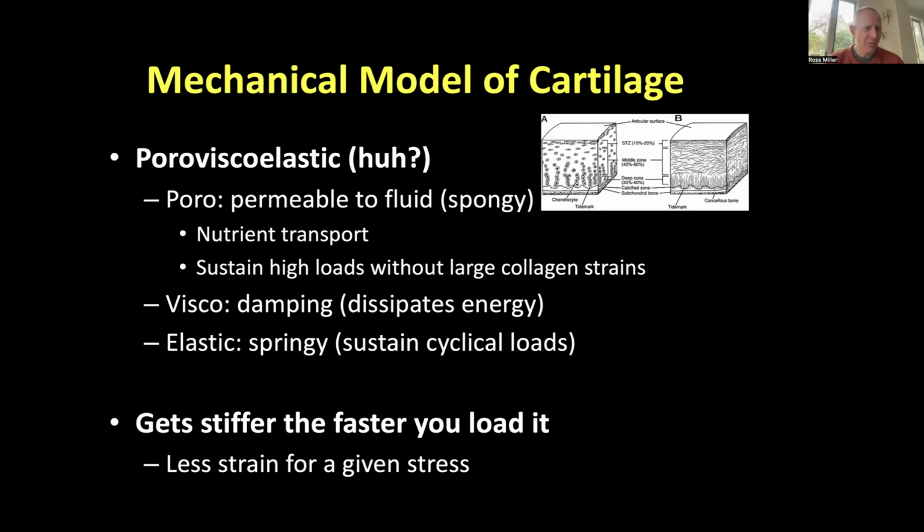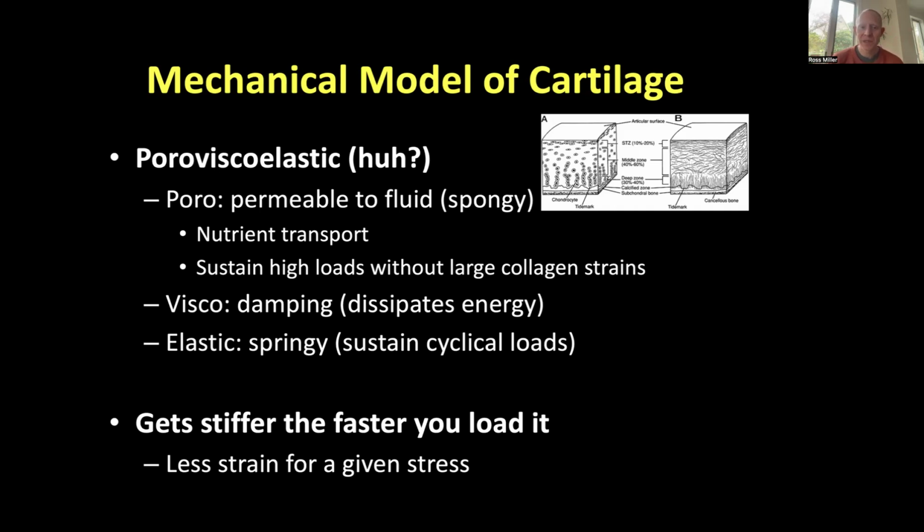How about this other term here, poroviscoelastic? What does that mean? Let's just break it down here. There's three terms there: poro, visco, and elastic. So let's do one at a time. Poro means it's porous, meaning it's a material that's permeable to fluid, or that it's kind of spongy, like the sponge used to wash your dishes with. You grab it and you squeeze it, and the water comes out. You unsqueeze it, and it can soak up water again. Okay, so it's permeable to fluids.